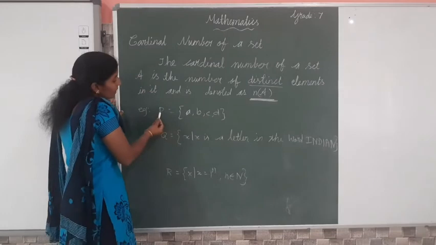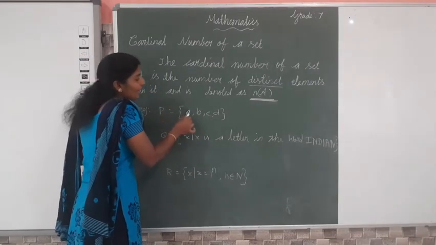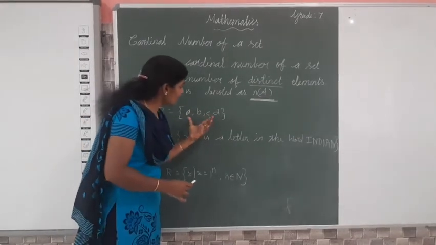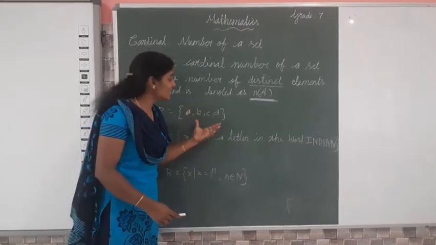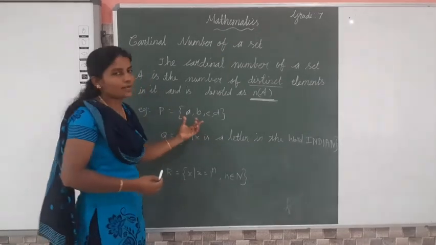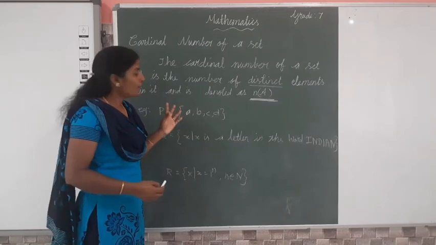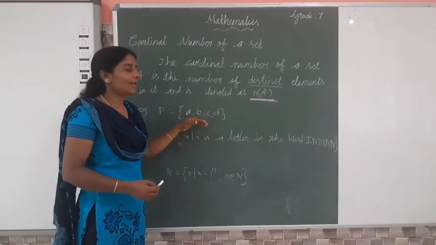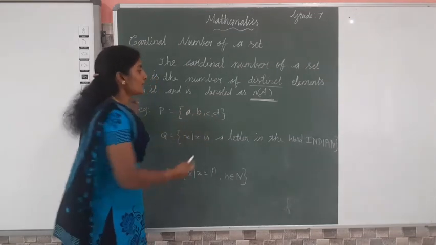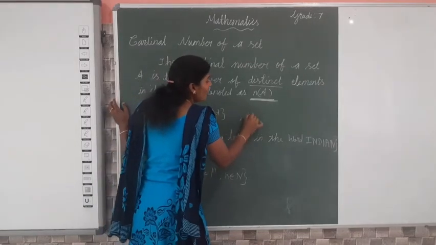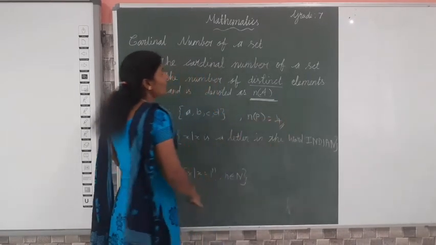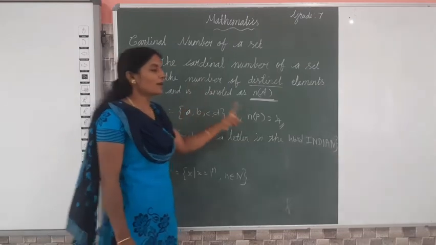Now, example 1. P is equal to A, B, C, D. These are distinct elements, isn't it? Is any one element repeated? No. Now we can count 1, 2, 3, 4. How many members? Members are also known as elements. Total 4 elements. So we can write n of P is equal to 4. This is the cardinal number of a set.